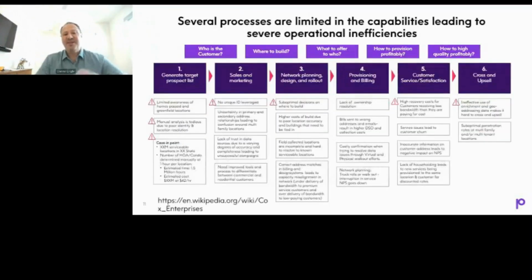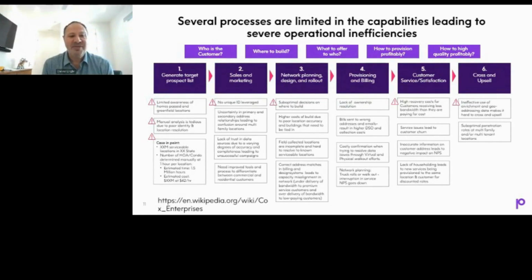So what we have here is we've kind of gotten into, talked about the challenges. All these challenges, they kind of lead into your business processes, which are limited and have challenges. And these are the areas that we're seeing companies come to us saying, hey, how do we solve these areas? As Tim described, who's your customer? Where are you going to build? What do you want to offer them? Can you provision profitably? Can you make the right choices with these processes?